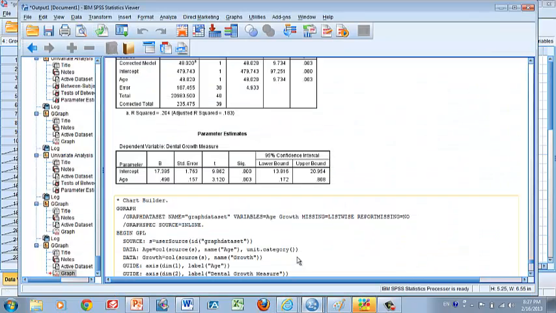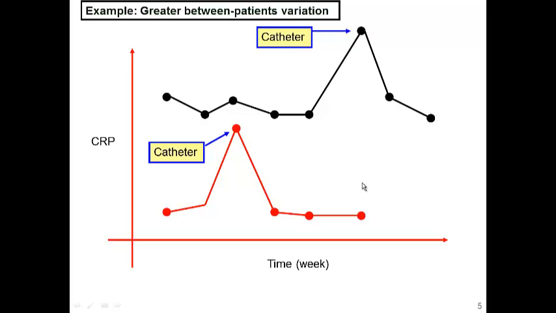But if you look at the outcome, you can interpret this beta coefficient as the average annual increase in dental growth measure, and that is 0.49 millimeter, which is statistically significant. But we know this p-value is wrong, because the probability computation is based on all the observations being independent. So why is it wrong to use linear regression? What's wrong if data are not independent?